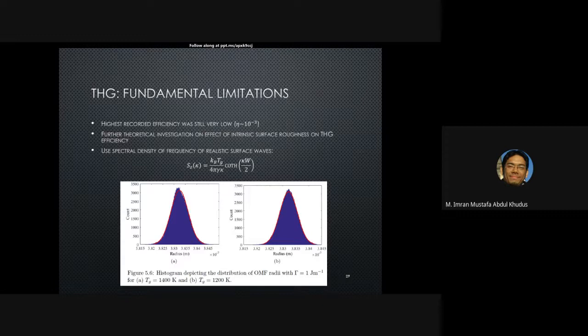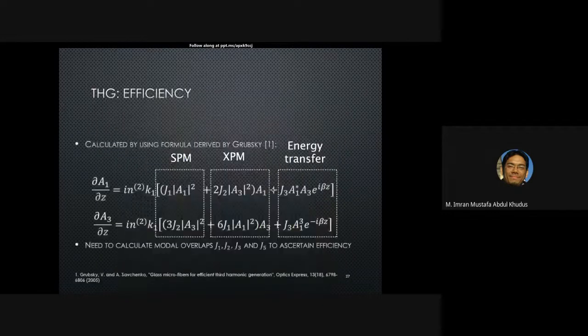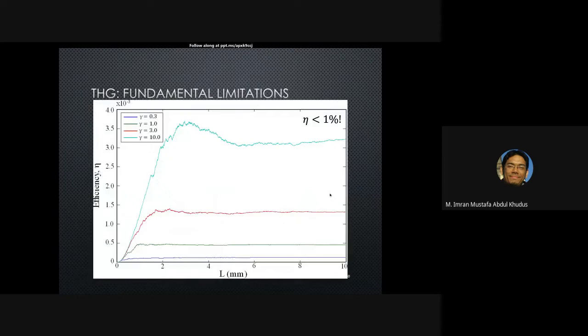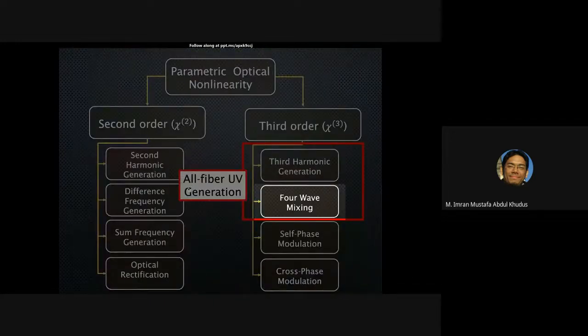People in Bath, for instance, have measured this in microstructured fibers, and we basically used the spectral density frequency of these surface waves, randomizing it to make it more realistic, and then essentially putting it as a condition in the phase matching part. And what happened was, no matter how you do it, you will never be able to get efficiencies beyond 1%, right? In this case, 0.35% is the maximum, beyond which it just peters out. So that explained what happened in this system, right?